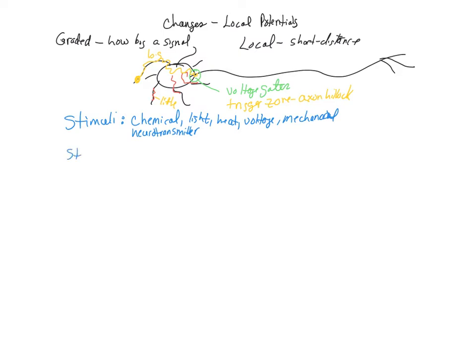So what are our steps? So first, you need to open the gate. And this could be a chemical gate, or it could be a mechanical gate, or it could be a photoreceptor gate, a lot of different things, etc. There are other types of gates. These are the two most common that we're going to be talking about, okay?